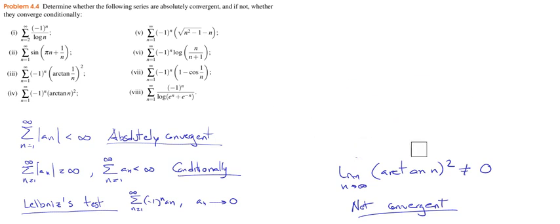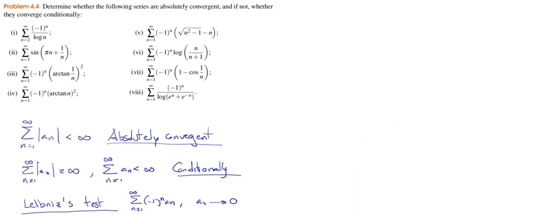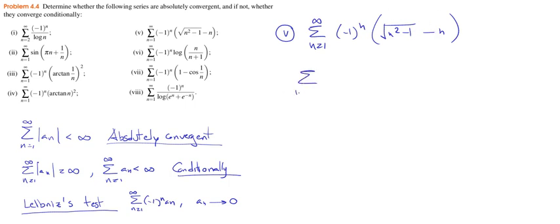Okay. Now 5. 5 is the sum from n equals 1 to infinity of (-1)^n times the square root of n squared minus 1 minus n. So as usual, first of all, is this absolutely convergent?